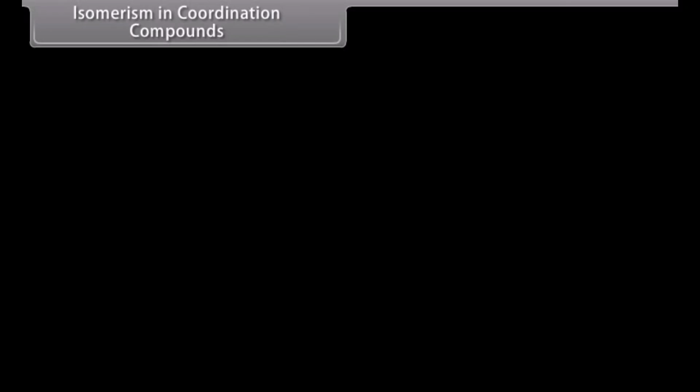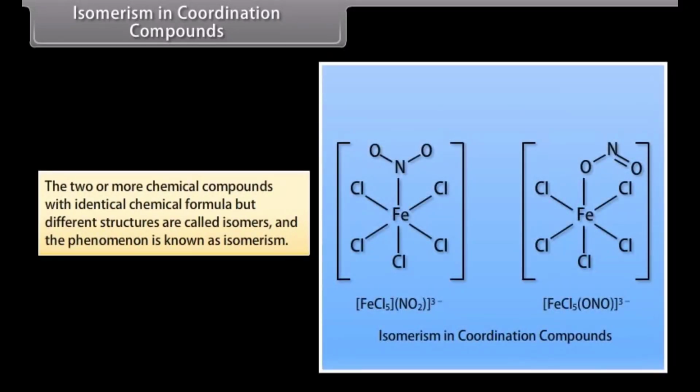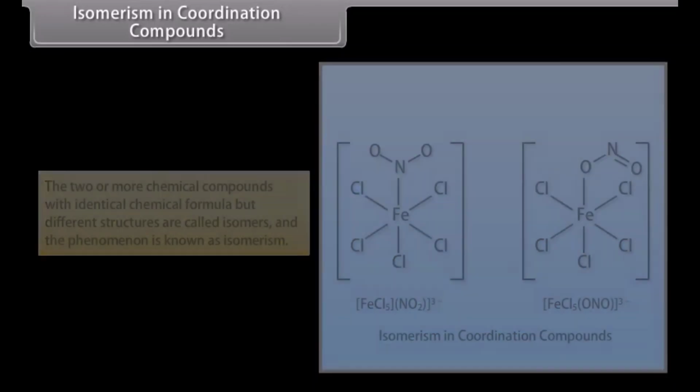Isomerism in coordination compounds. Two or more chemical compounds with identical chemical formula but different structures are called isomers, and the phenomenon is known as isomerism.